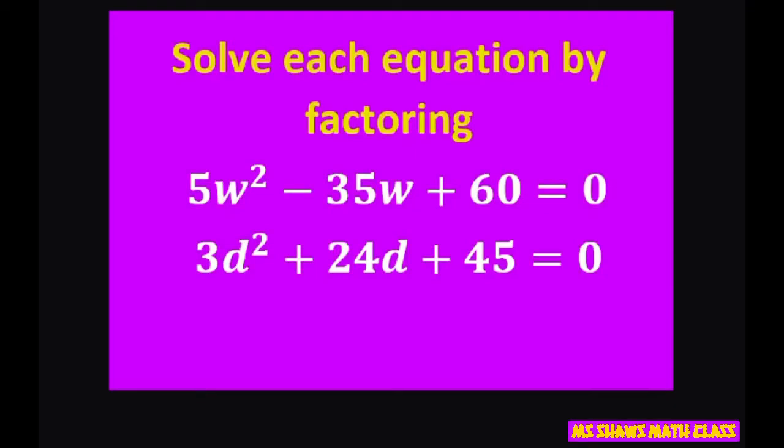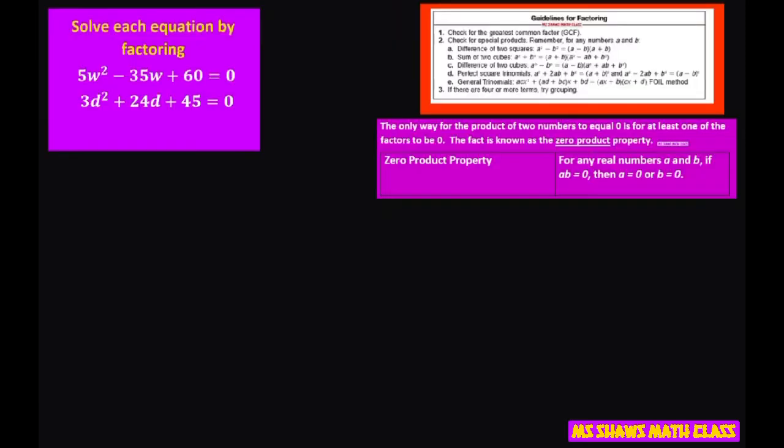Everyone, we're going to solve each equation by factoring. So for the first one, what I want to do is use these guidelines for factoring. And the first thing we want to do is always check for the greatest common factor. So for example, this one right here, technically we could divide each piece by 5. So instead of dividing, what you're really doing is factoring. So I'm going to pull out the 5.